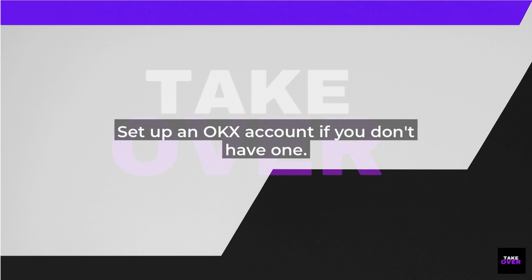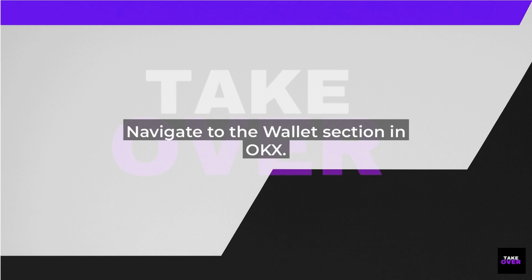So let's get started. First things first, make sure you have an OKX account set up. If you don't, head over to the OKX website or app and create one. It's quick and free. You'll also need some XRP in your wallet. Once you're logged in, navigate to the Wallet section. Here, you'll see all your assets listed. Look for XRP in your holdings.